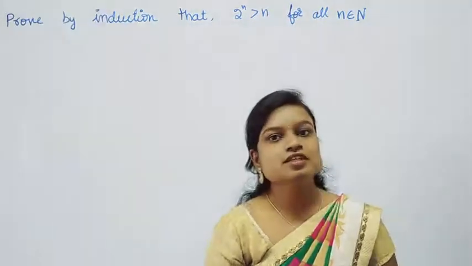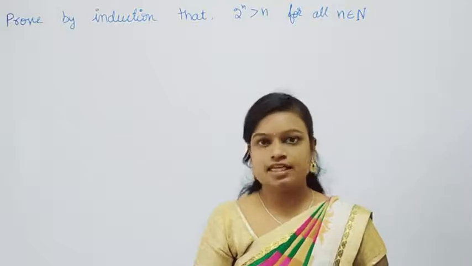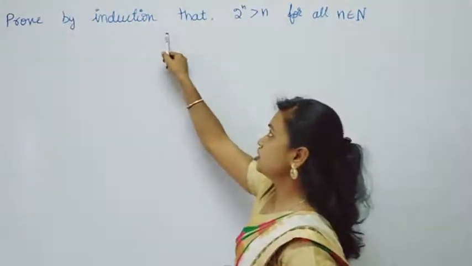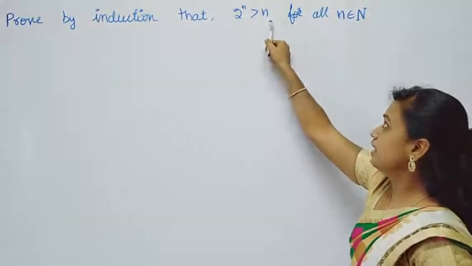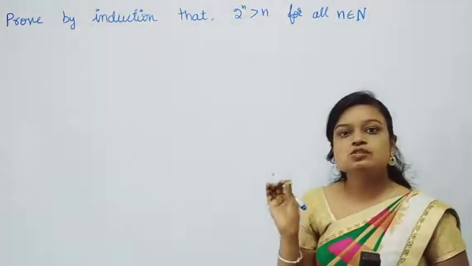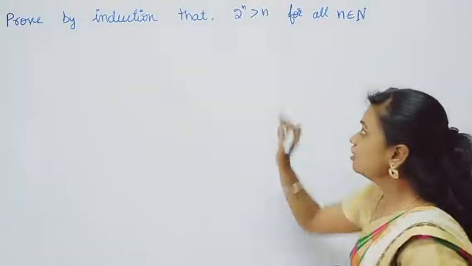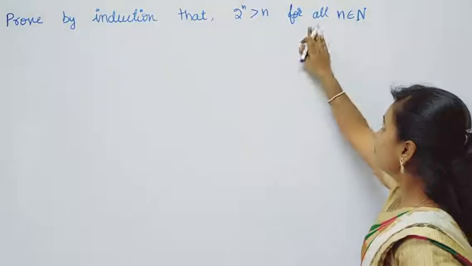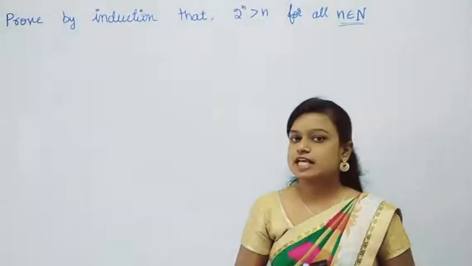So in this session we do some more problems using the principle of mathematical induction. The problem is: prove by induction that 2 to the power of n is greater than n for all n belongs to N. Prove by induction means prove by mathematical induction. We have to prove that 2 to the power of n is greater than n for all n belongs to N. Capital letter N means set of all natural numbers.